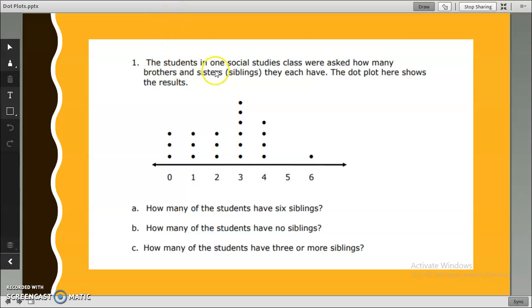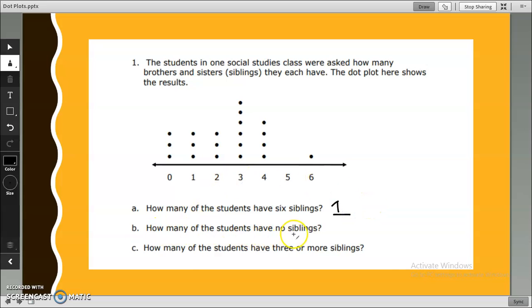It says the students in one social studies class were asked how many brothers and sisters, or siblings, they each have. The dot plot here shows the results. How many students have 6 siblings? As you can see from our dot plot, I have people with 0 siblings, 1, 2, 3, 4, 5, 6. So how many have 6 siblings? 1. So only one student has 6 siblings.